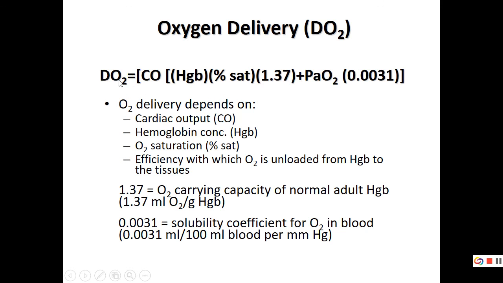So oxygen delivery is this long equation. This is oxygen delivery. That's what DO2 stands for. So it's cardiac output. That's not carbon monoxide. Cardiac output times your hemoglobin times your oxygen saturation times 1.37 plus PaO2 times 0.0031. Okay, so let's say your PaO2 on your blood gas is 80. 80 times 0.0031 is not a large impact on what this number is. Clearly your cardiac output is, and your hemoglobin concentration or hematocrit is. But your PaO2 on your gas, pretty low yield.